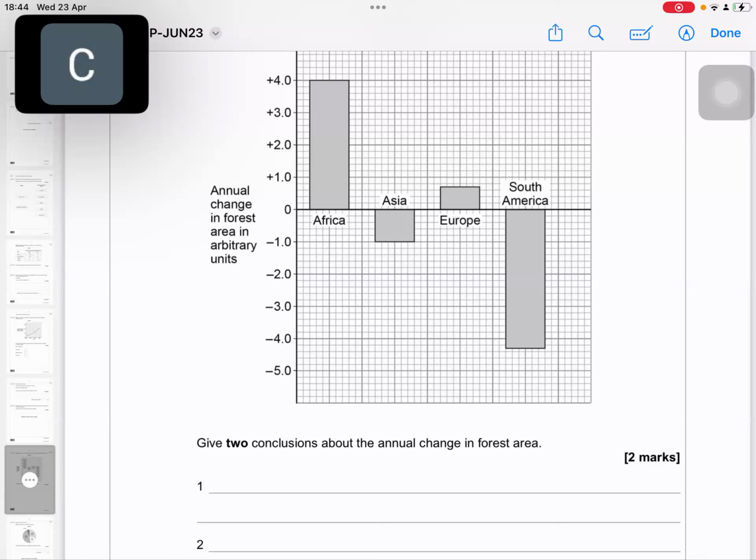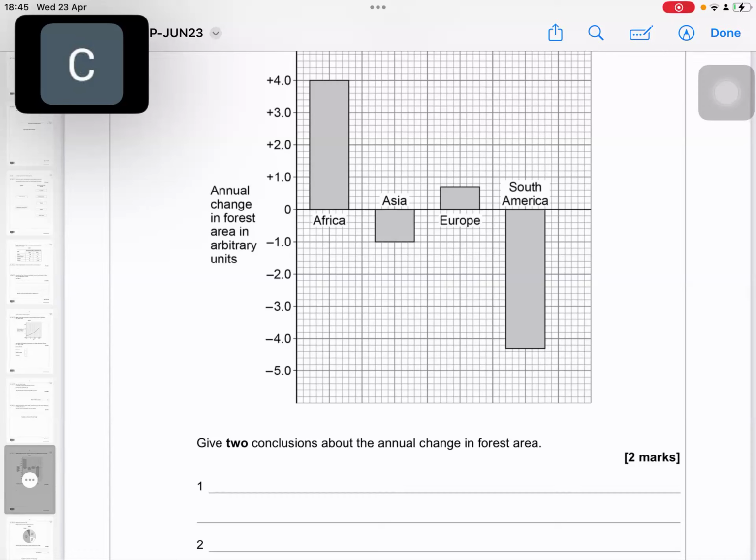In Asia, we had a decrease. In Europe, we had an increase, but not as much as in Africa. And in South America, we had a decrease. So if I were to look at this, I would say the commercial activities, cutting down trees and stuff like that, that happened in South America was way more than what happened in Asia.